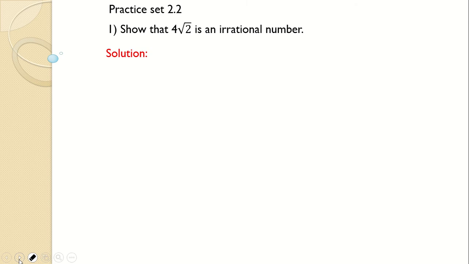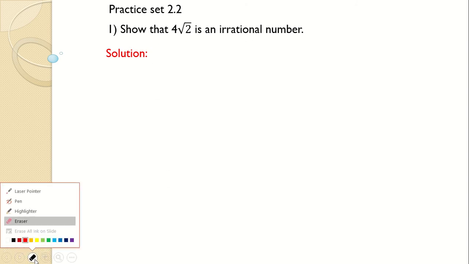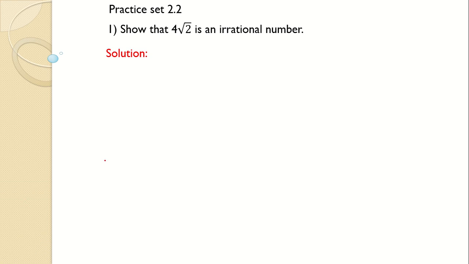Now we will start with practice set 2.2. The first sum: show that 4 root 2 is an irrational number. Now in geometry you will be learning and proving a lot of theorems, so you know the method of proof. Like this, you will have small proofs in algebra also. This is kind of a proof, right? But we are not going to write given, to prove and all that. We are going to solve this as a solution only.